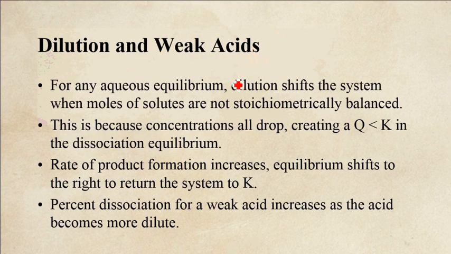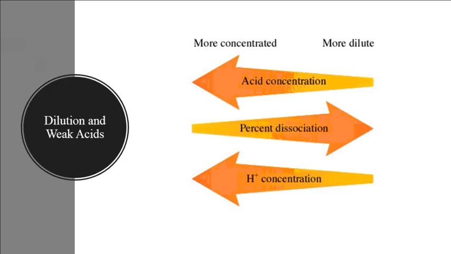When you dilute a weak acid, this is very important. Anytime you have an imbalance in number of moles, adding water to a weak acid solution is going to influence K and make it a Q. When you dilute, you're creating concentrations that go lower, and that's going to make your Q value smaller than K. When Q is smaller than K, the rate of product formation increases and equilibrium shifts to the right, and it returns the system to K. As you dilute the acid, percent dissociation of that weak acid increases. Here's a graphic saying that again.